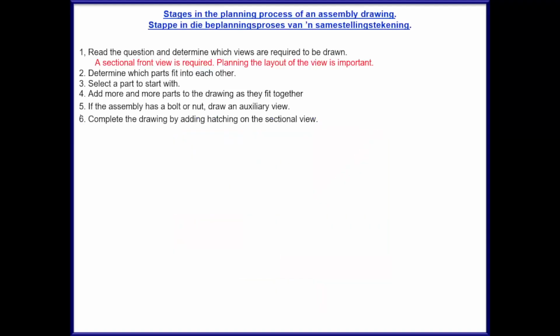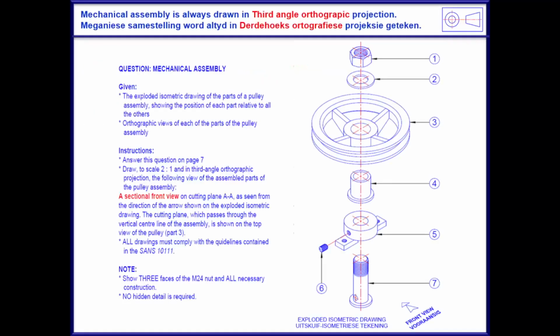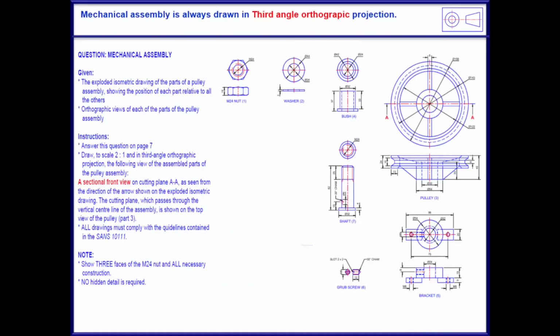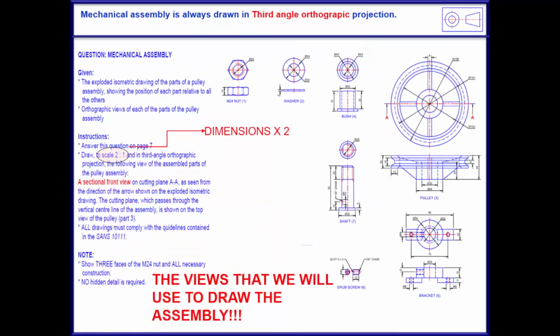Take note of the 6 stages of the planning process that we highlighted before you start with your drawing. We worked through the question already and noted that a sectional front view was asked. We also know that the front view is given on the right-hand side of the exploded isometric. Orthographic views were also given, and we are working on a scale of 2 to 1. That entails that we will multiply all our dimensions on the orthographic views by 2. Make sure that you place your view on the page appropriately so that it fits on the page.